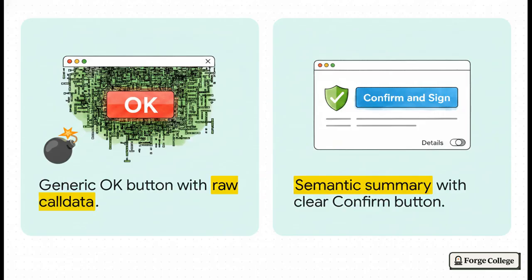But on the right, we're applying our new principles. We use a confirm and sign button paired with a crystal clear semantic summary of the transaction. We hide those long, scary hex strings behind a simple view details toggle for the advanced users who actually want to dig into it. This is progressive disclosure in action, and it literally saves the user from sheer panic.